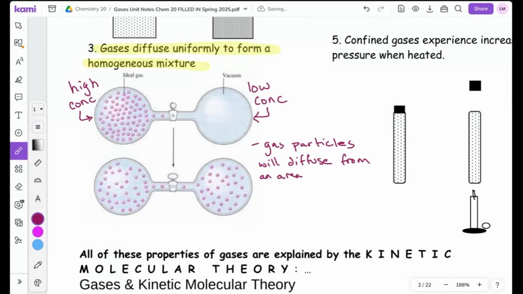So gas particles will diffuse from an area of high concentration to low concentration until the gas particles are evenly distributed.